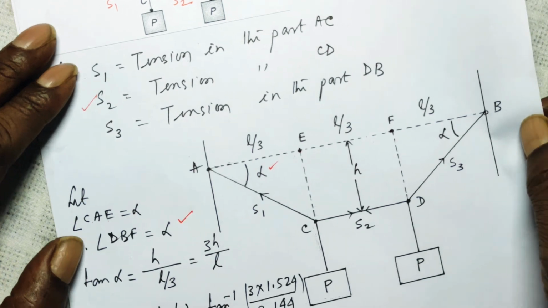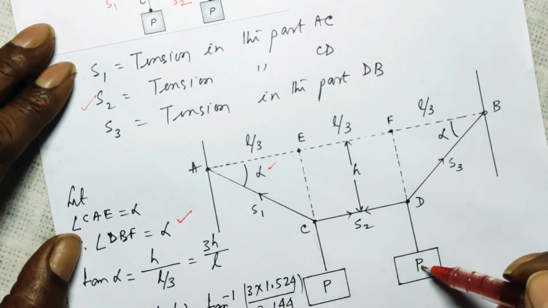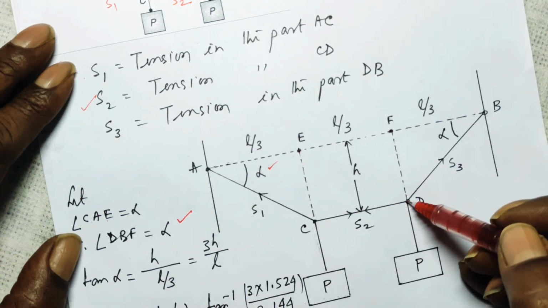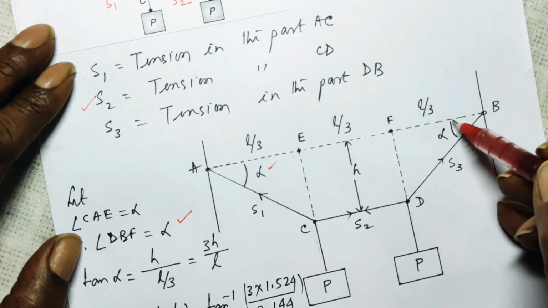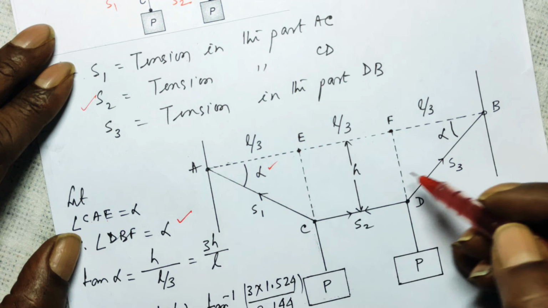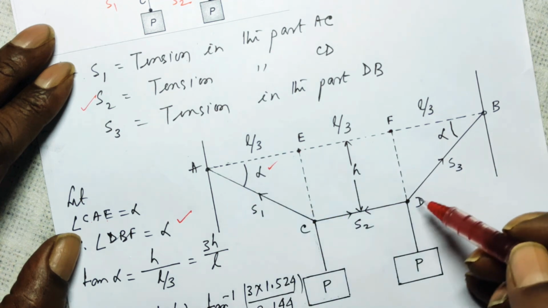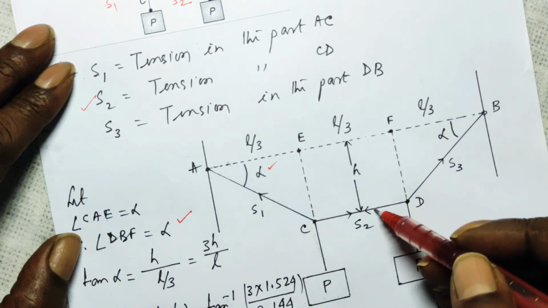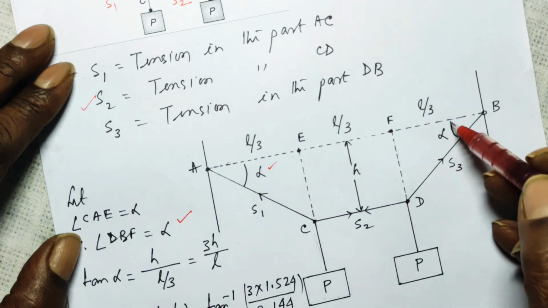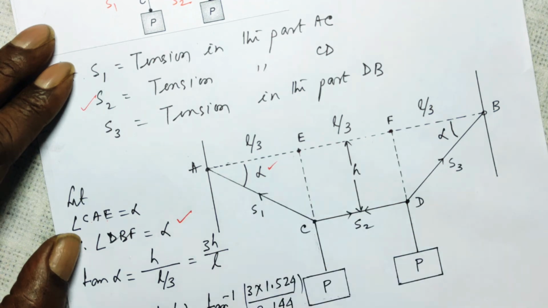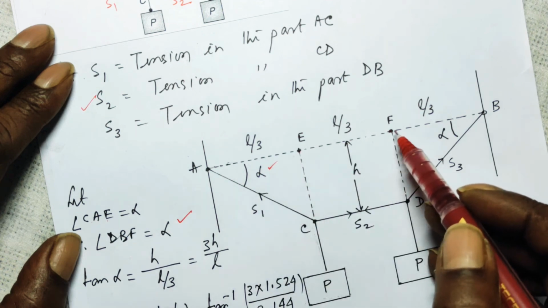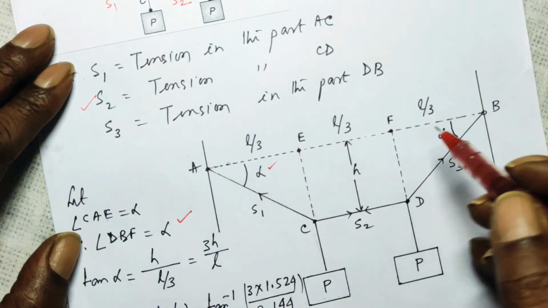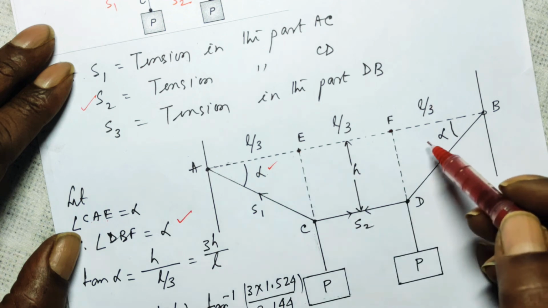Let me slightly clarify these things to you. If this load P is not hanging from this point, it is hanging from this point, then this alpha will be more than this alpha. This angle will be more than this. If this is hanging from this point, then this angle will be less than this angle. Because of the symmetry, this distance is equal to this distance is equal to this distance, so these two angles alpha will be equal.